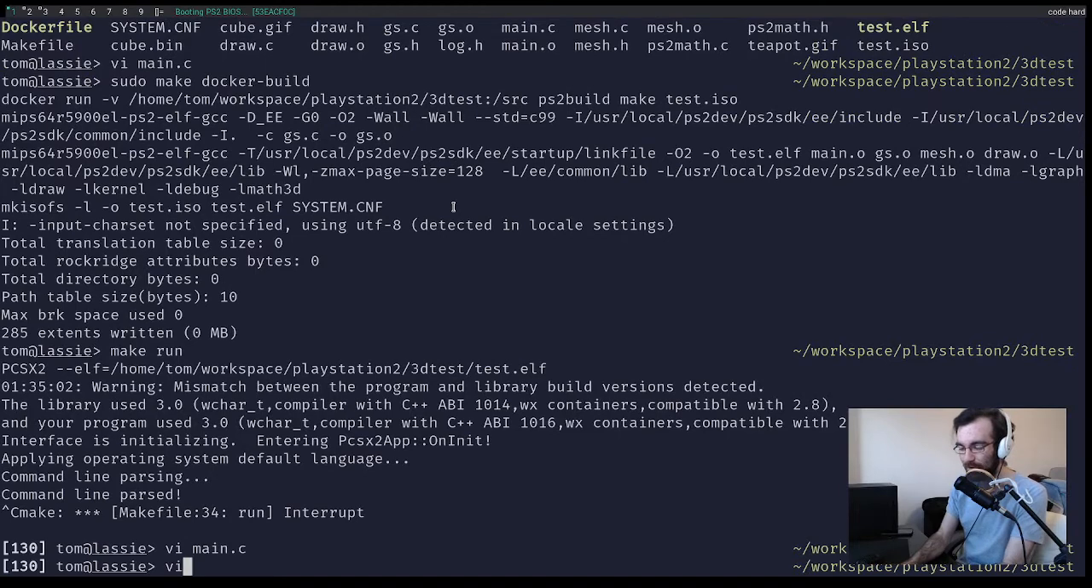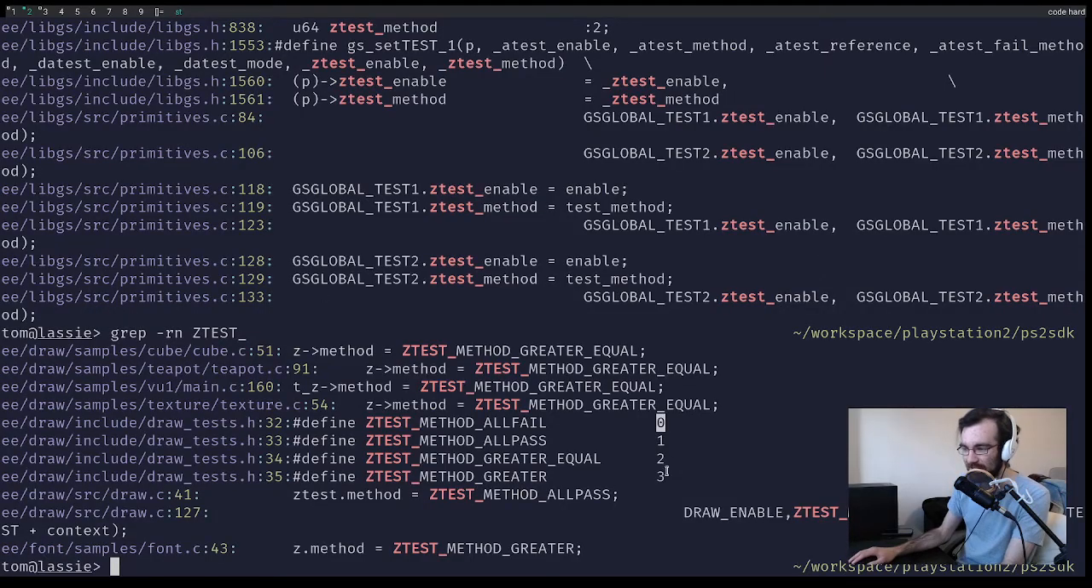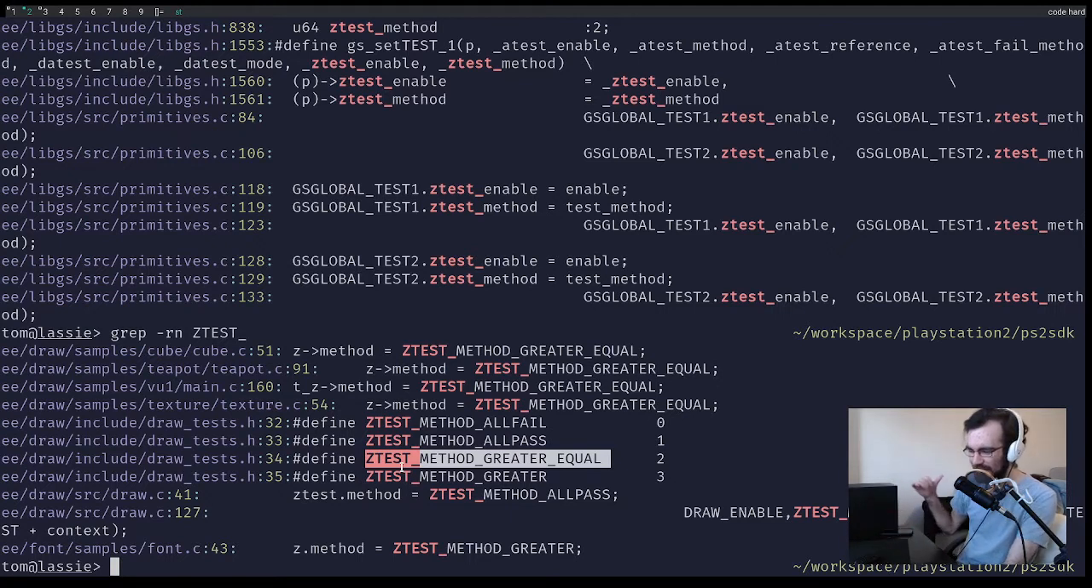So now if I come into gs.c, go into where we have our method, I want to change it to mode 3, which is greater. Do I want to change it to greater, or greater equal? Let's change it to greater equal for now. So when we draw a fragment, it's going to test that pixel against the corresponding place in the Z buffer. If the Z component of that pixel, I guess the 3D coordinate, is higher, then it will pass the test. So towards the camera is positive Z, I believe. We'll find out. So Z test method greater equal.